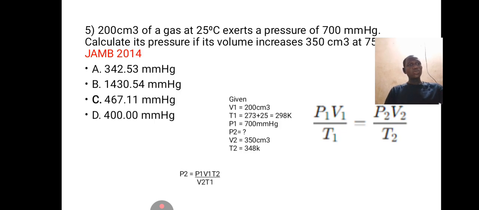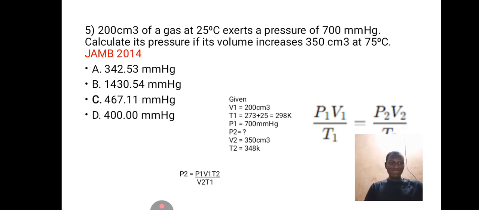All right, so we go to the next question. Is this an assignment question? No, I will not give you this as an assignment. This is too cheap already. I've brought out all the parameters. I've dropped the formula. Now there's what we call the general gas equation, the general gas formula.